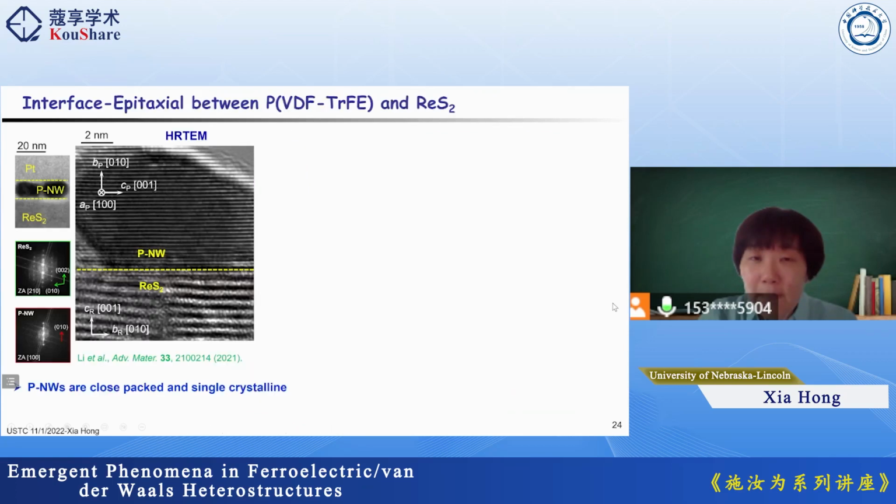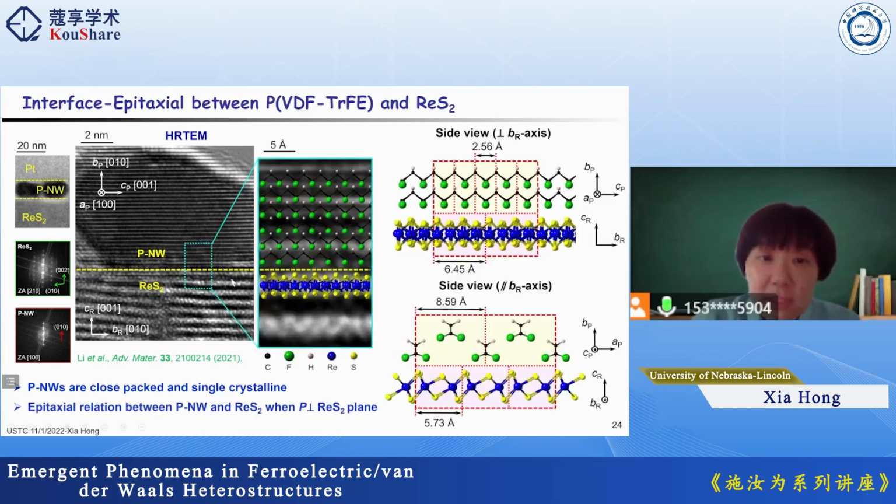Since this interaction only occurs at the interface, we hypothesize that it's probably driven by a structural change. So we did TEM. From the cross-sectional TEM image, we see that the nanowires are indeed close packed, and interestingly, they are single crystalline.